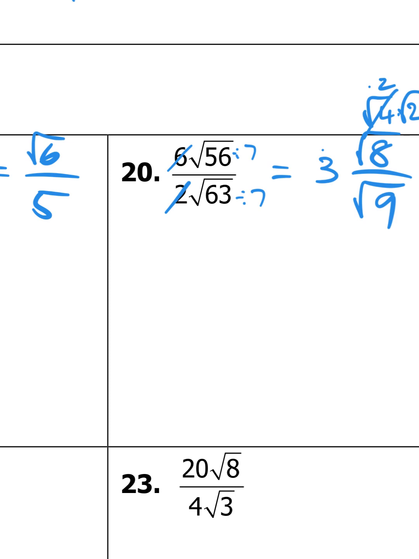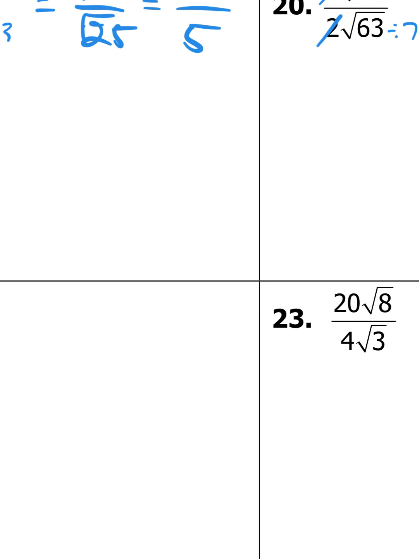And then square root of 9 is 3. And now you can simplify more. 6 divided by 3 is 2 square root 2. Okay.